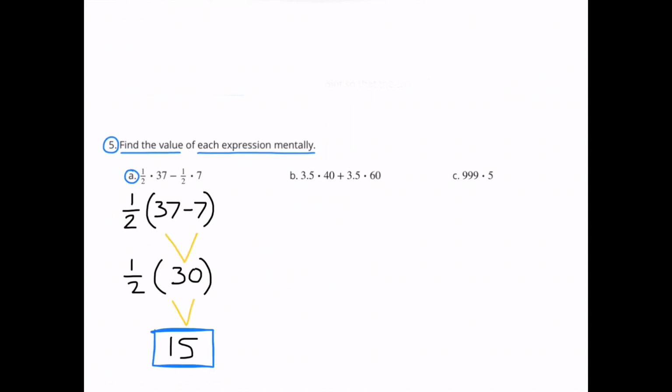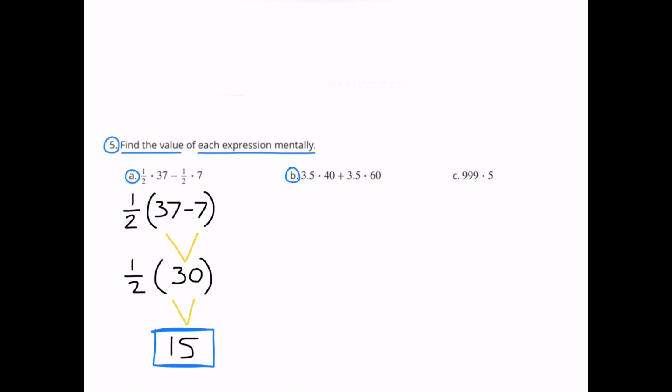Number 5. Find the value of each expression mentally. A. 1/2 times 37 minus 1/2 times 7. You can use the distributive property. 1/2 times 37 minus 7. And that's the same as 1/2 times 30, or half of 30. And half of 30 is 15.